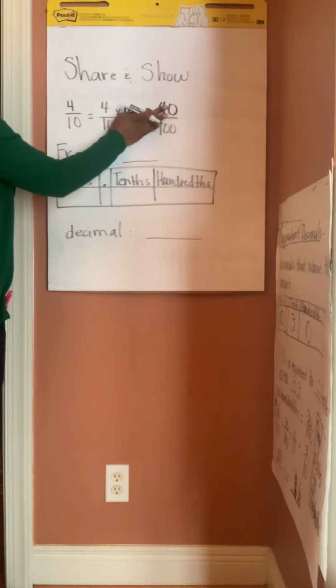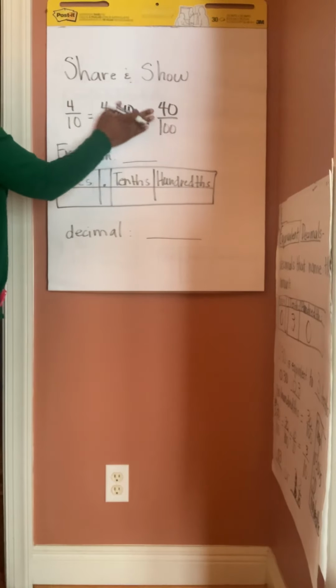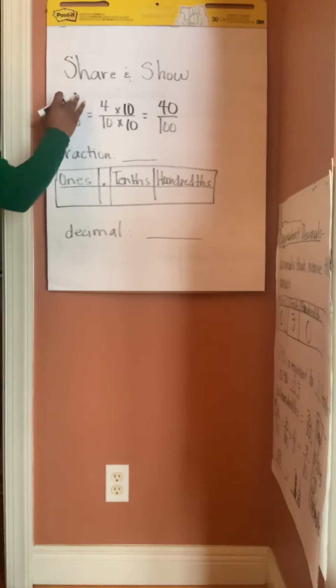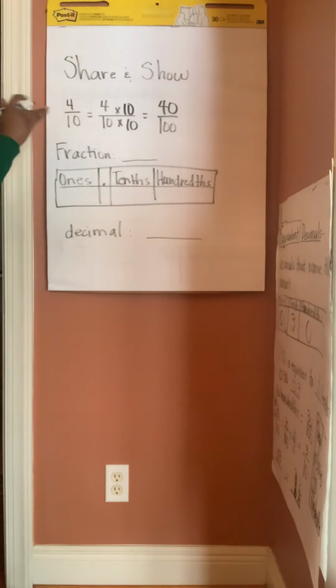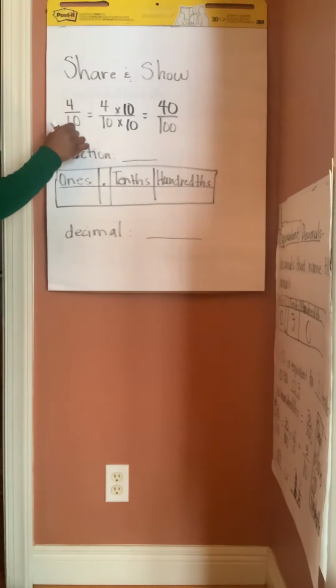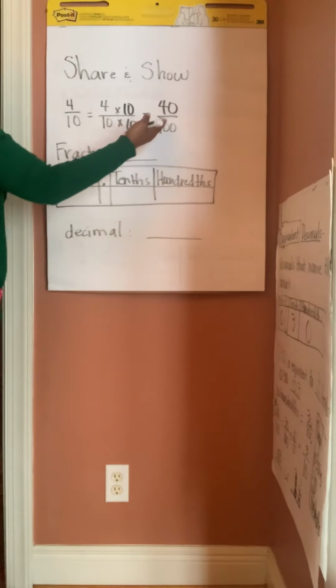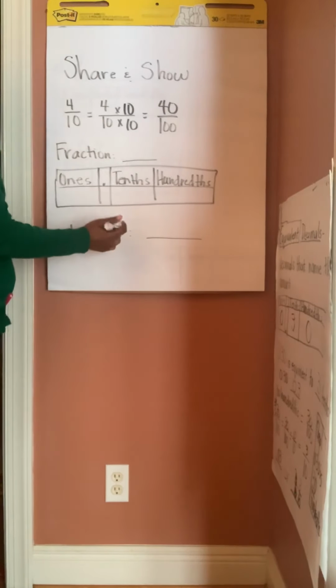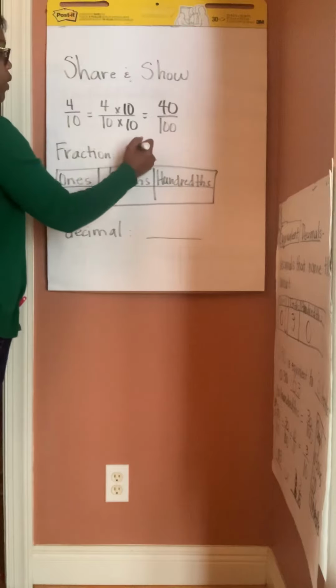4 dimes is 40 out of 100. Okay, so these are equal. If I go back to my model on the first page and I shade 4 out of 10 or 4 rows of 10, that'll give me 40 out of 100 in my 100 model. So in order to change 4/10 to hundredths, the fraction then would be 40 hundredths.